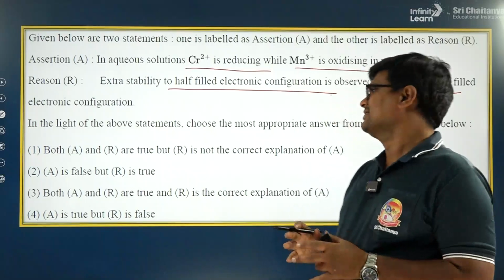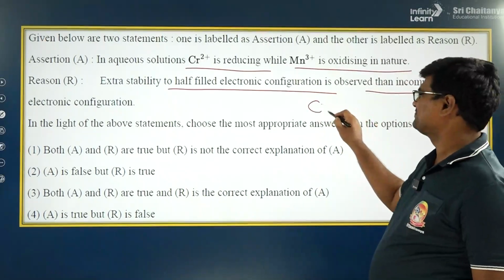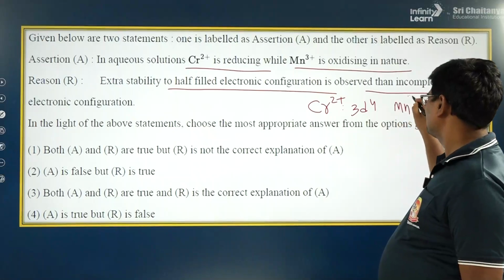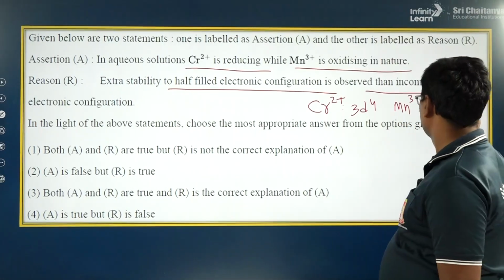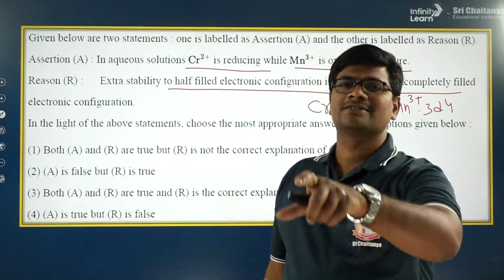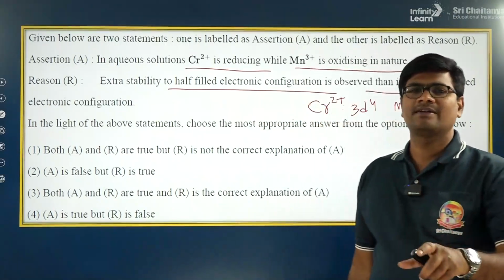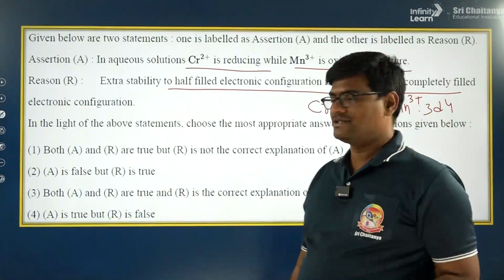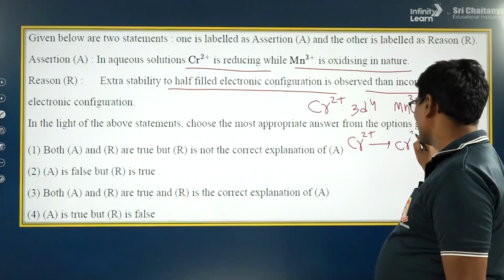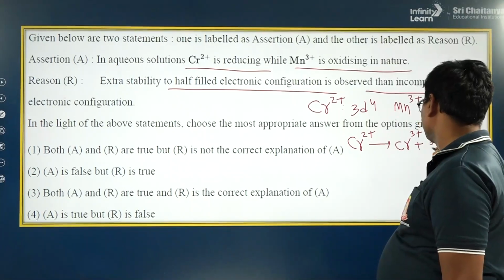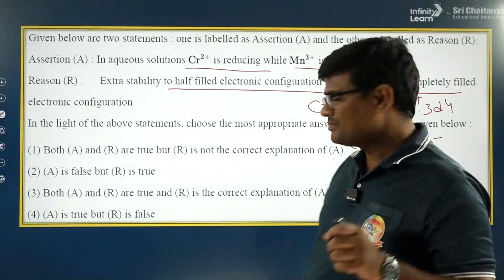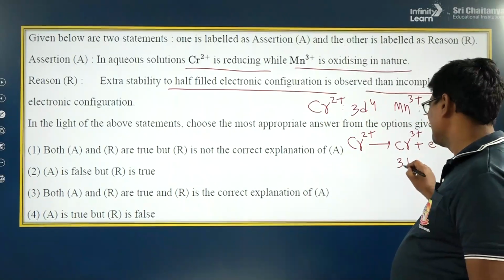So let us see. In fact, chromium 2 plus has 3d4 configuration. Manganese 3 plus also has 3d4 configuration. Both have 3d4 configuration, but still chromium 2 plus acts as a reducing agent and Mn3 plus acts as an oxidizing agent. Why is this happening? Because chromium 2 plus upon losing an electron converts into chromium 3 plus, which has a configuration of 3d3.